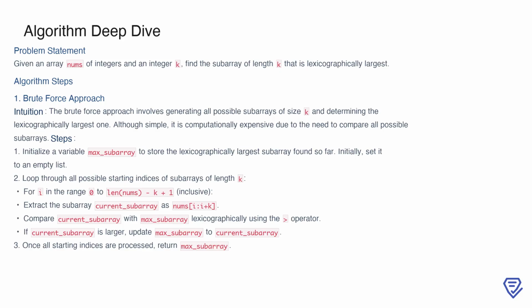In this approach, we generate all possible subarrays of length k and compare them to find the largest one. The process involves initializing a variable, max_subarray, to track the largest subarray found so far. Then, we loop through all possible starting indices for subarrays of length k, extract the subarray for each starting index, and compare it to max_subarray. If the current subarray is larger, we update max_subarray. Finally, after processing all subarrays, we return the largest one. While straightforward, this method can be computationally expensive due to the large number of comparisons required, especially for larger arrays.